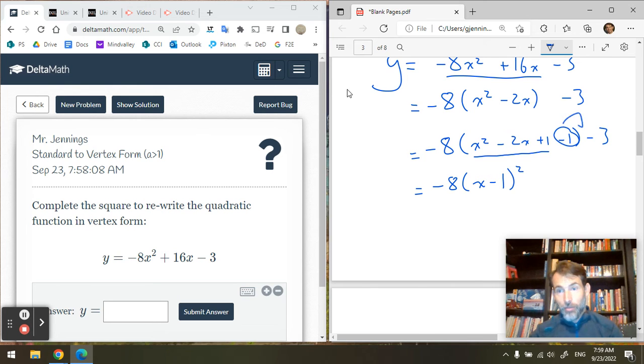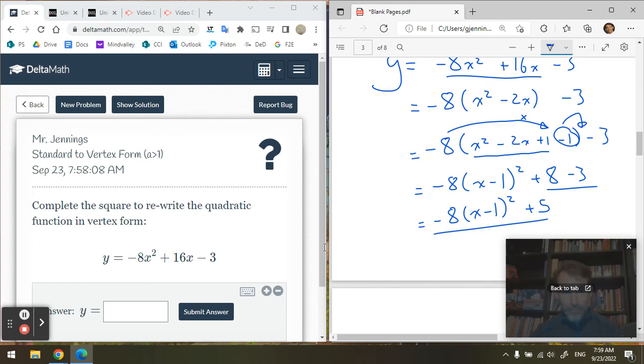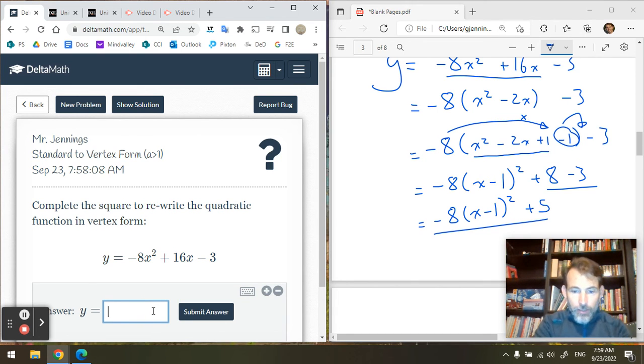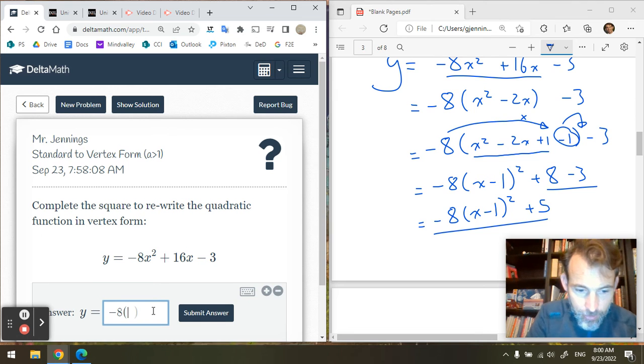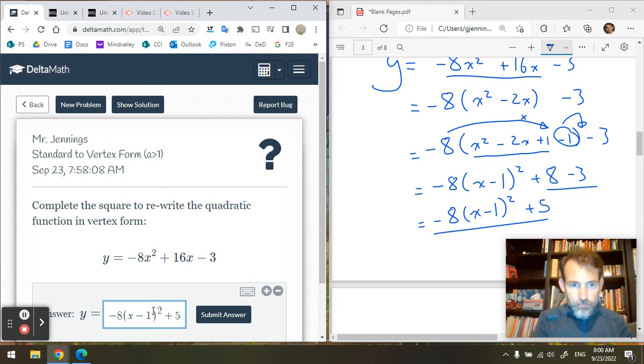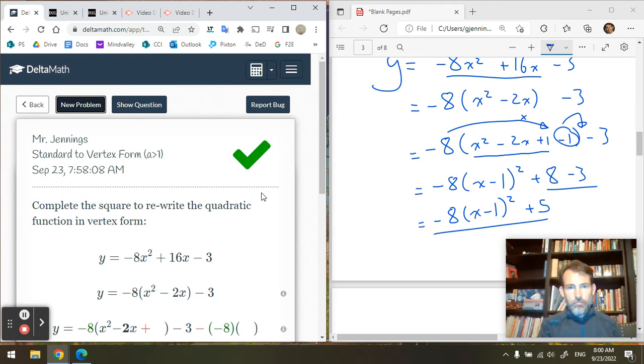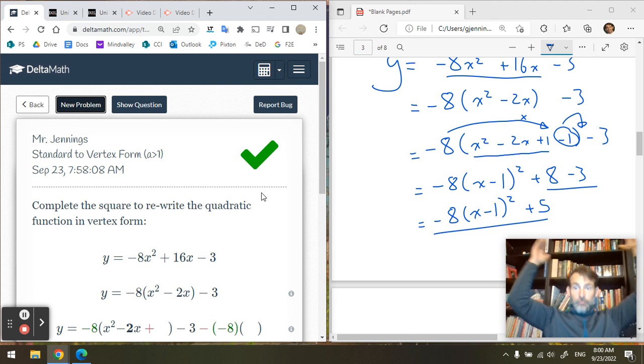This has to come outside the bracket. In order to do that, this 8 has to multiply it. Okay, so negative 8 times negative 1 is positive 8, minus 3. Someone likes Fibonacci. This is equal to negative 8 times x minus 1 squared plus 5. Jam it in there. Negative 8 times x minus 1 squared plus 5. Celebrate your wins. It's important.